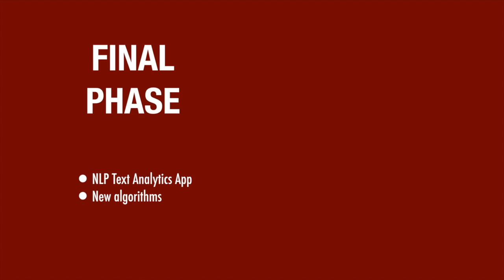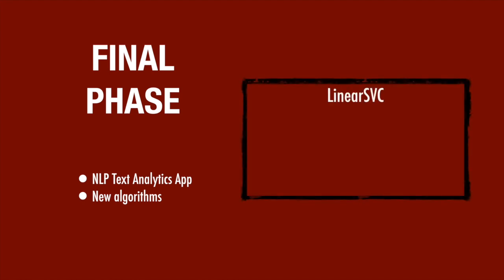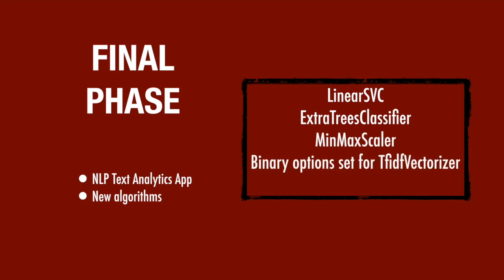The algorithms I added were linear SVC, extra trees classifier, min-max scaler, and the current implementation of TF-IDF vectorizer in Splunk does not allow transformation to binary values. So I created a copy called TF-binary that allows and sets these options to produce a binary output.